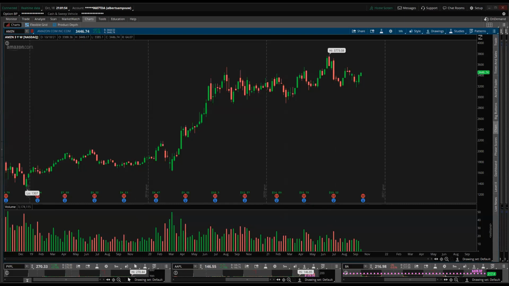What stock are we looking at here? We're looking at the almighty Amazon. Why do I say almighty? Because this thing moves like a beast.